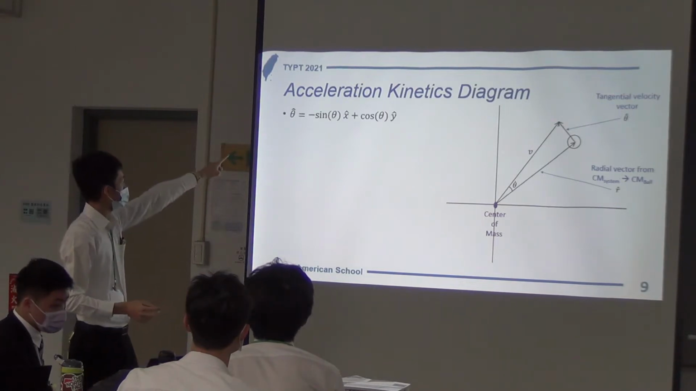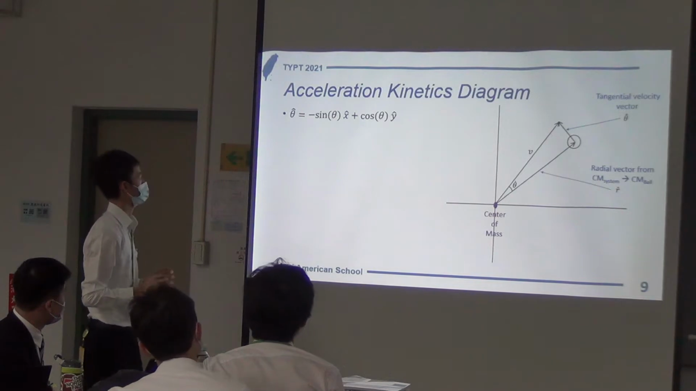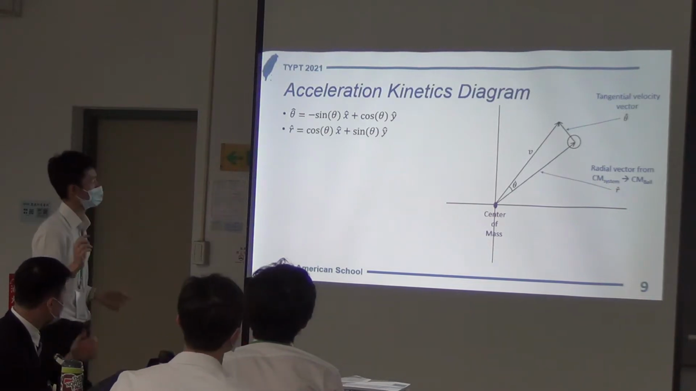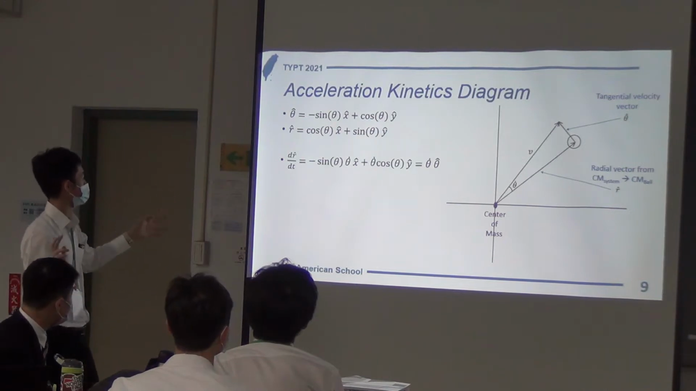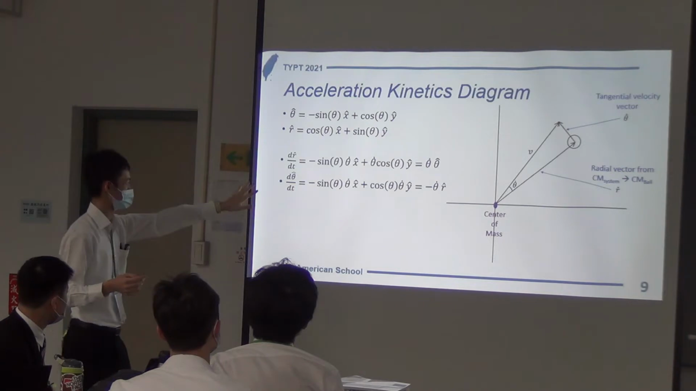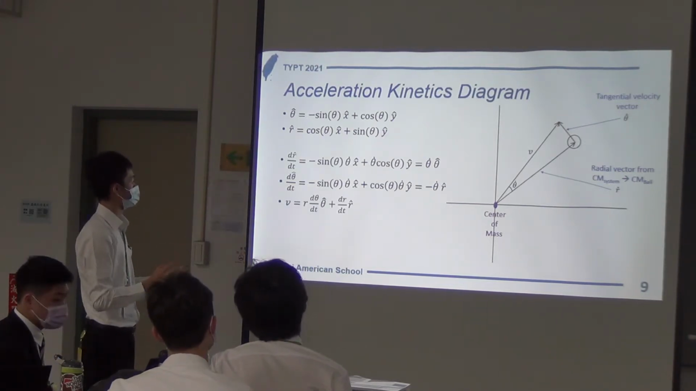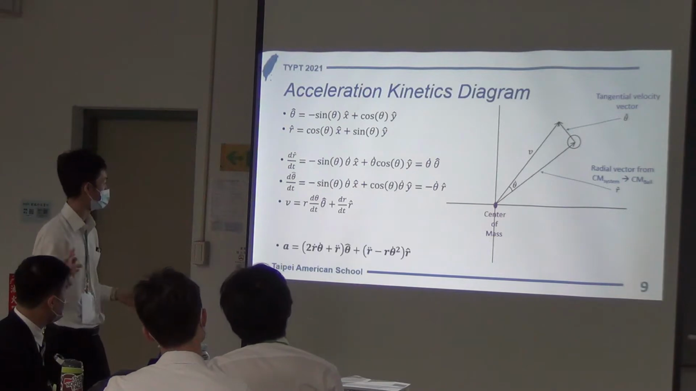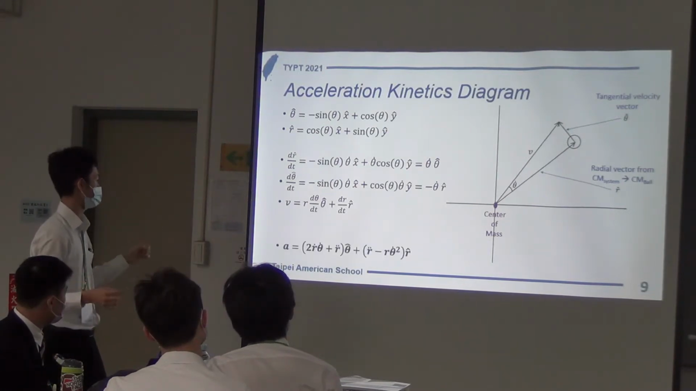So we have theta hat, which will be equal to negative sin theta x hat plus cosine theta y hat. We also have r hat equal to cosine theta x hat plus sin theta y hat. We can differentiate this and differentiate that. Note how these very beautifully cancel out to give theta hat and negative theta r hat. And we have v equals r d theta/dt theta hat plus dr/dt r hat. And you can apply the chain rule and product rule to get the acceleration.